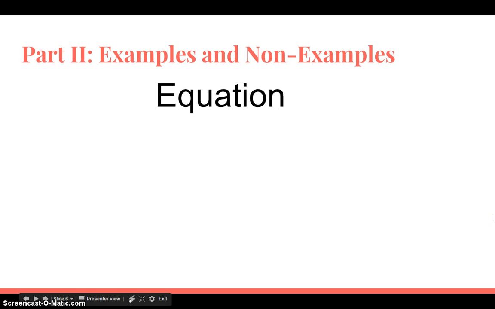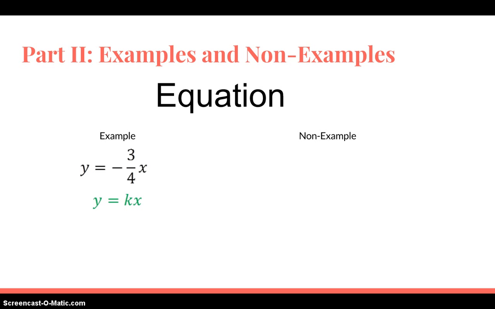Now, the last thing we'll have to deal with is we'll be given an equation and have to determine if it is a direct variation or not. And if we look at something like y equals negative 3/4 x, that is a direct variation because it's of the form y equals kx.